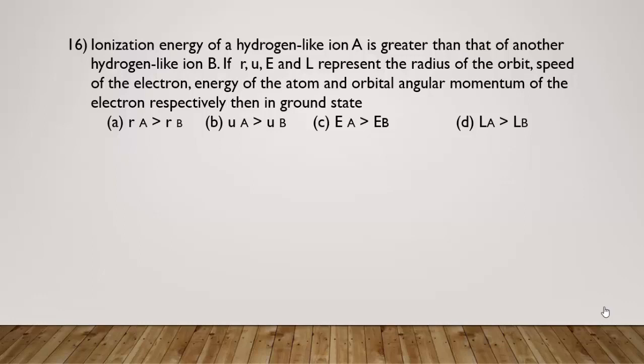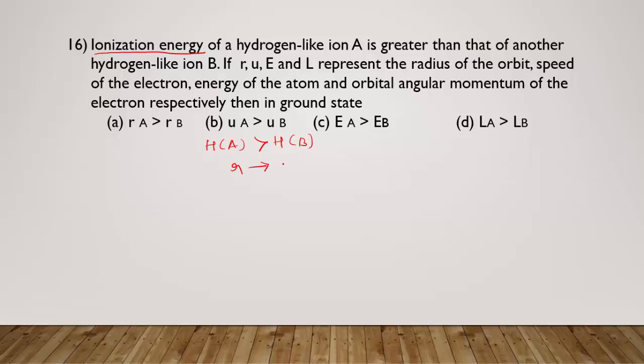The next question is on the ionization energy of a hydrogen-like ion. Ionization energy means the energy required to remove the electron from its outermost orbit. The ionization energy of a hydrogen-like ion A is greater than that of another hydrogen-like ion B.